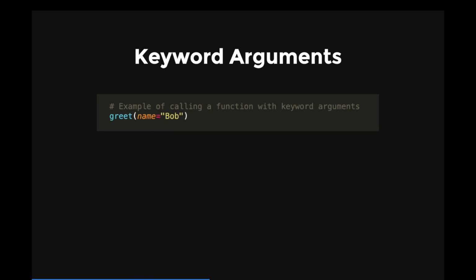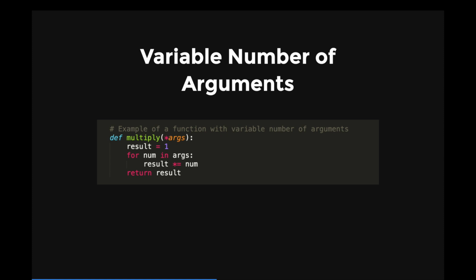Keyword arguments. Python also supports passing arguments to functions by keyword, allowing you to specify which parameter each argument corresponds to. So in the previous case, if I want to call the function greet and say the variable that I want to pass is name and I want to assign the value Bob. This is helpful when there are multiple parameters and you want to specifically pass a parameter and skip the others.